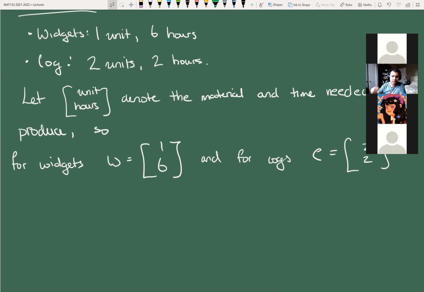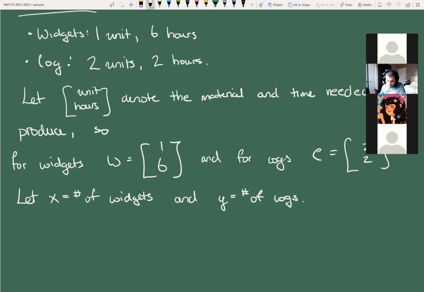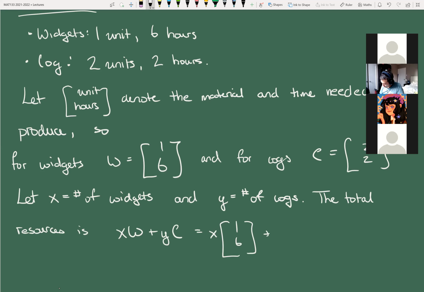Okay, so now let's let X be the number of widgets we make and Y be the number of cogs. Okay, so the total number of resources that we need is then XW plus YC. Right, and maybe I'll write this.